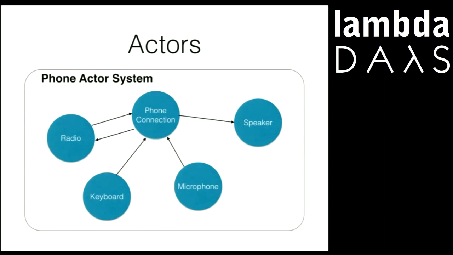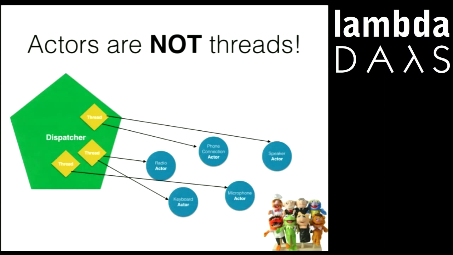There would also be a keyboard actor, which would react to whatever you do with the keyboard and would send it to the connection actor. Now, actors are not threads. So what does it mean? Well, actors are just objects which have a queue of pending messages. I like to think about actors as more like puppets in a puppet show. You need an animator to animate an actor. And this role of an animator is played by dispatcher threads.